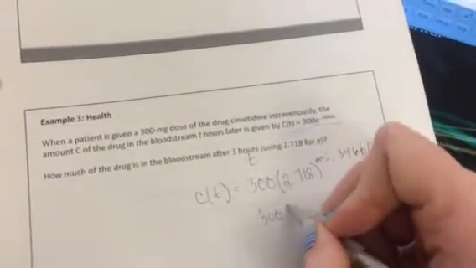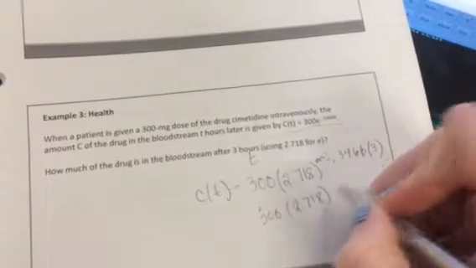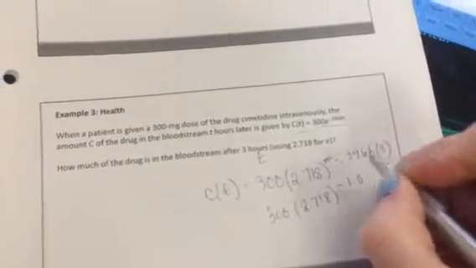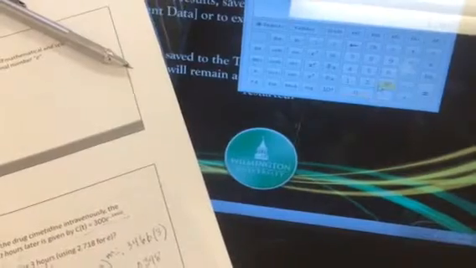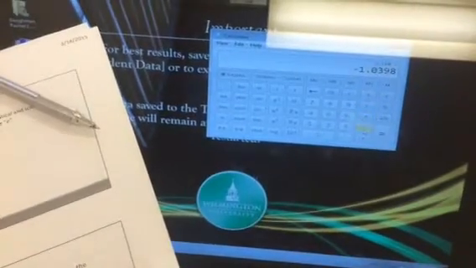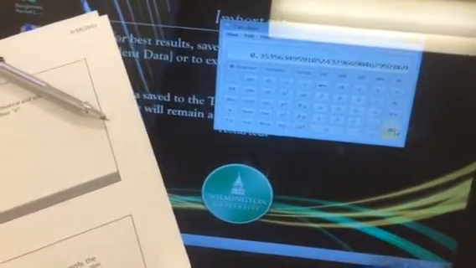So I'm going to write that down. 300 times 2.718, and it's raised to now the negative 1.0398. So that's my exponent. So I'm going to come back over here and do 2.718. This little x to the y button is going to allow me to raise a number to anything I want to, and I want to raise it to negative 1.0398. Got to make that negative in there, equals that big long thing. Okay?